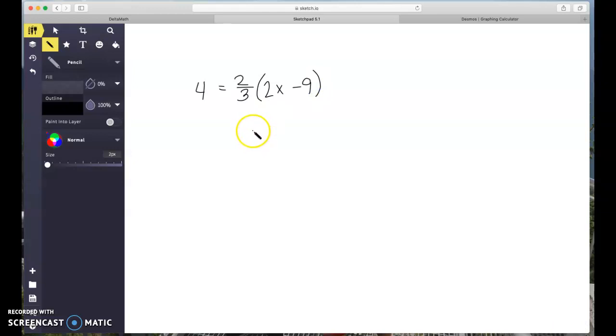Working this out, we could multiply both sides of our equal sign by 3 to get rid of that denominator. So 4 times 3 is 12. But when we do that, the only thing we got rid of was that denominator, so we still have to do some distribution here. Or if we don't want to distribute, we could say this 2 is being multiplied. The opposite of multiplication is division, right? So 12 divided by 2 is 6, and 2 divided by 2 is 1. So I'm left with 2x minus 9.